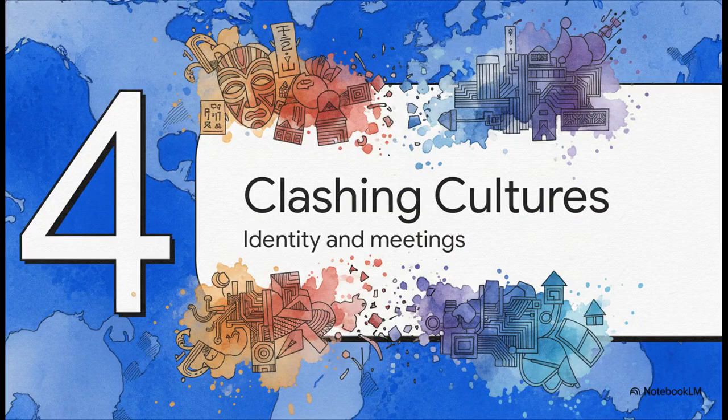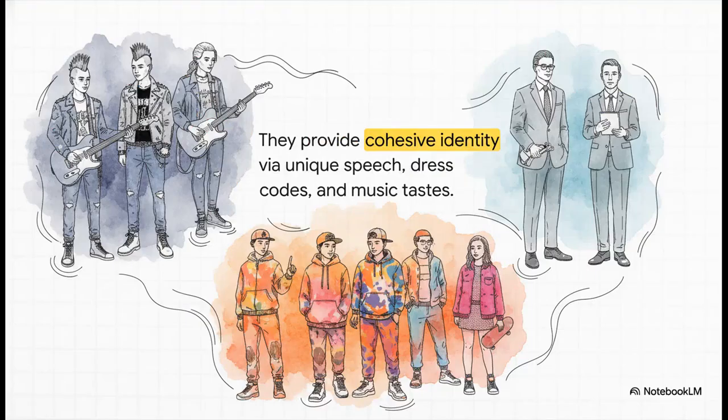Okay, Section 4, Identity and Clashing Cultures, Subcultures, and the Meeting of Maps. This is where we explore how our cultural map gives us our sense of identity, and what happens when totally different maps collide. Within any giant overarching culture, you've always got these smaller, cohesive units called subcultures. And these groups give their members a very specific identity.